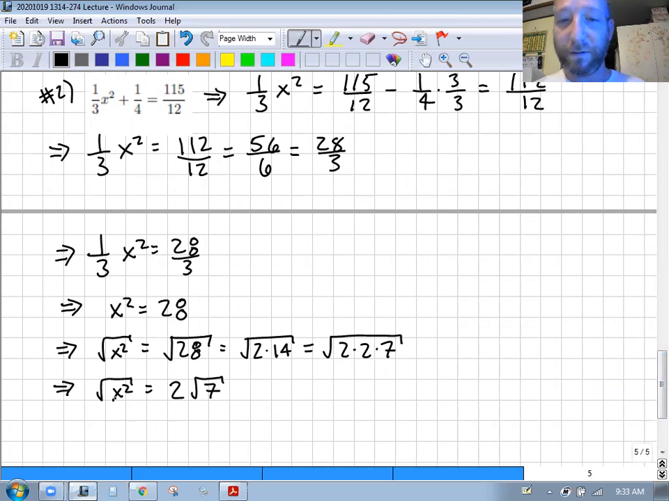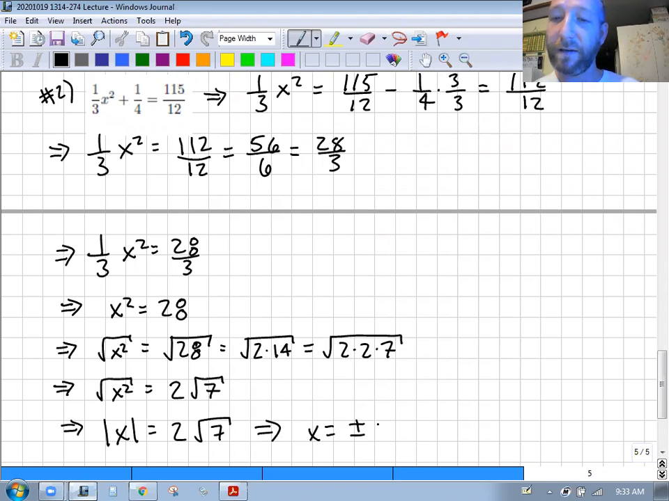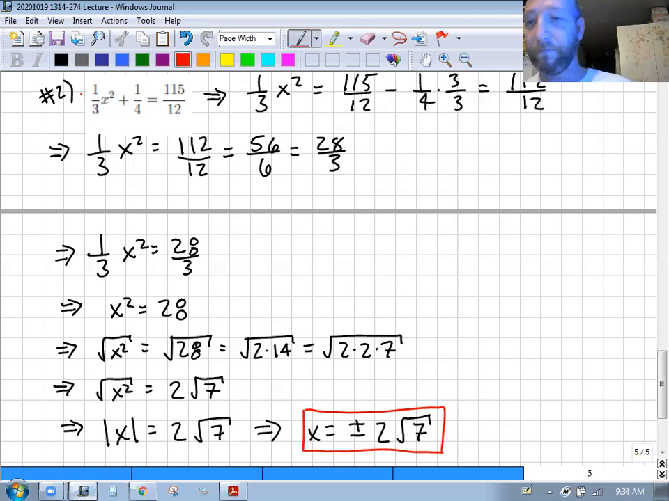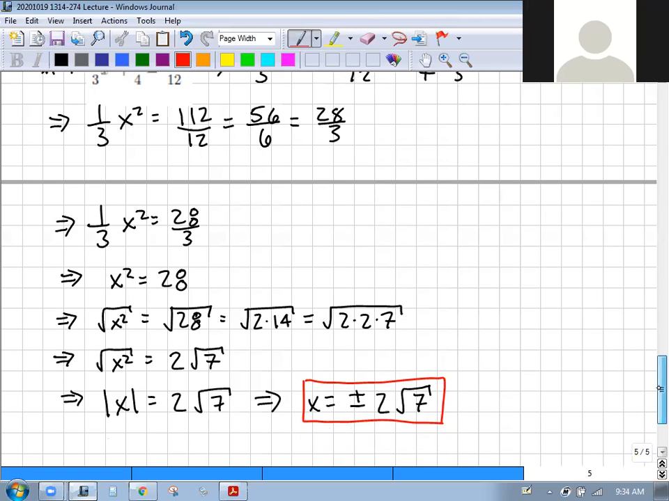So we have the square root of x squared equals 2 root 7. So that tells us the absolute value of x is 2 root 7. That tells us that x is positive or negative 2 times the square root of 7. All right, any questions about these? No, sir.